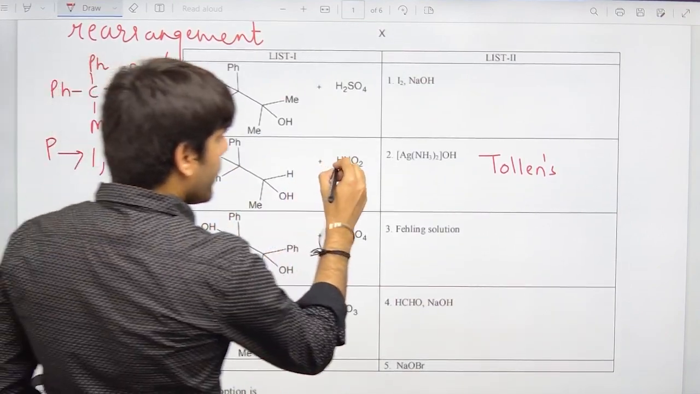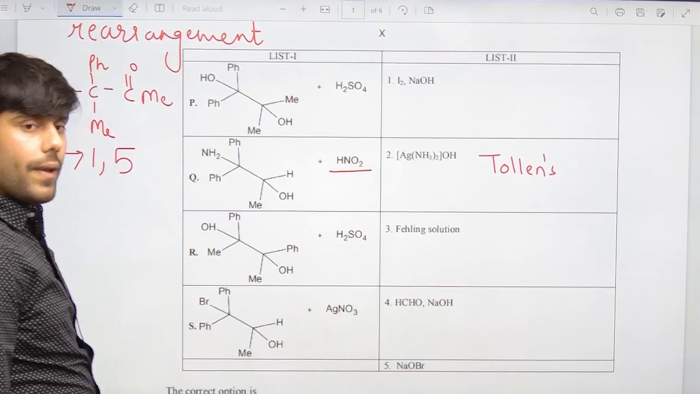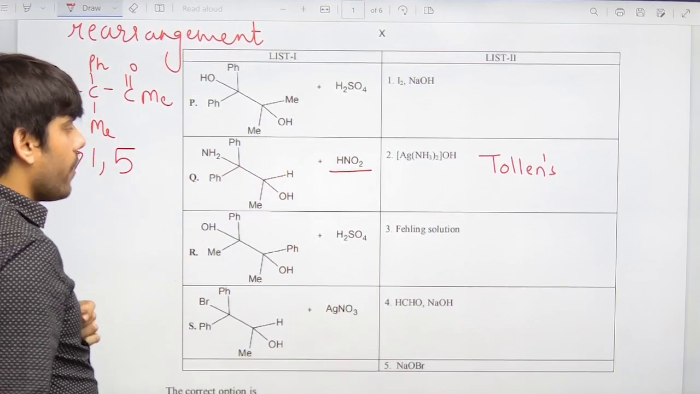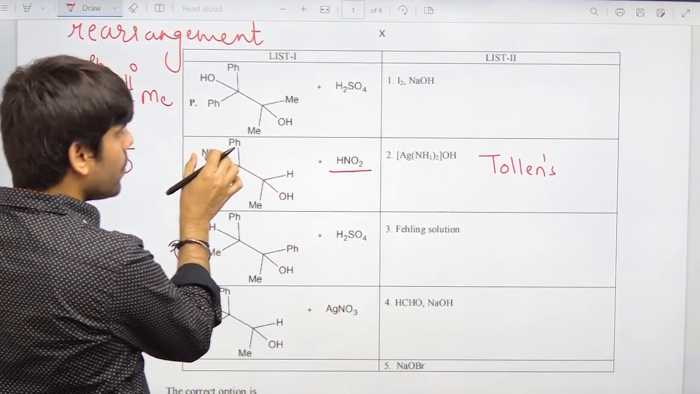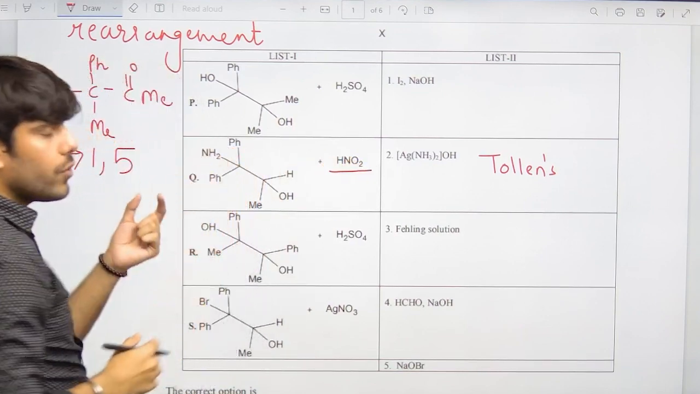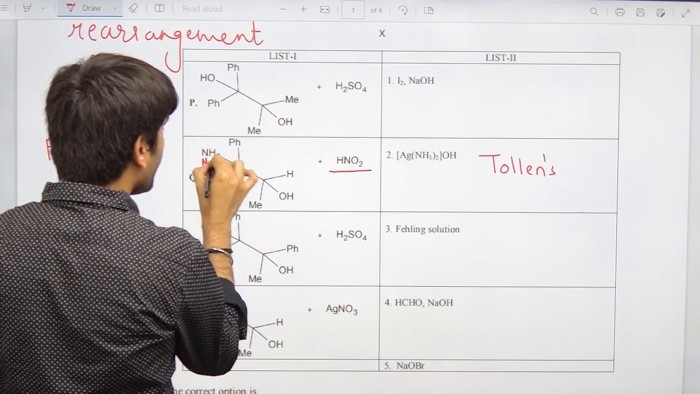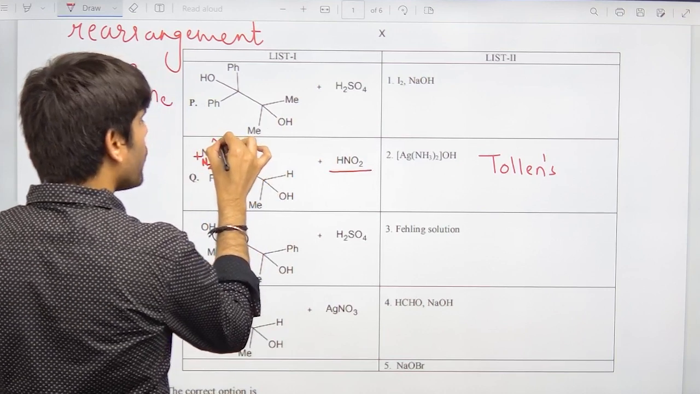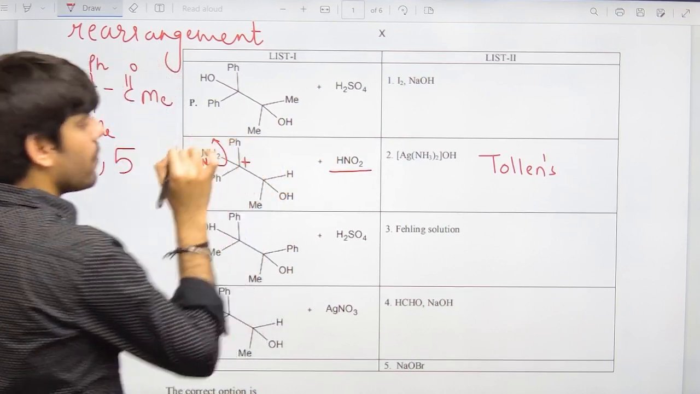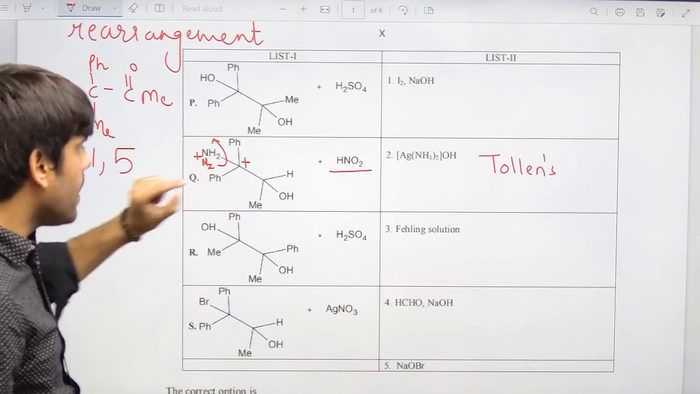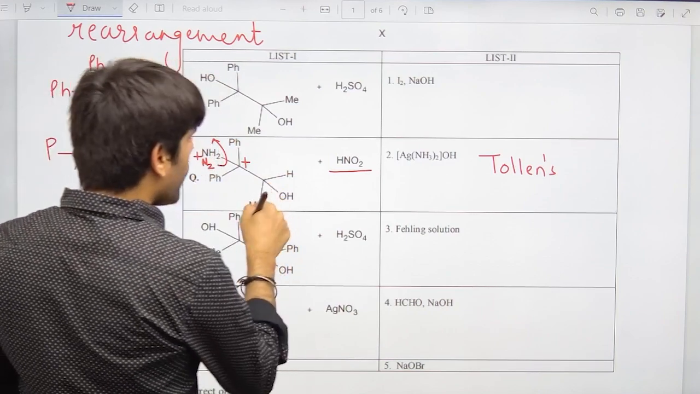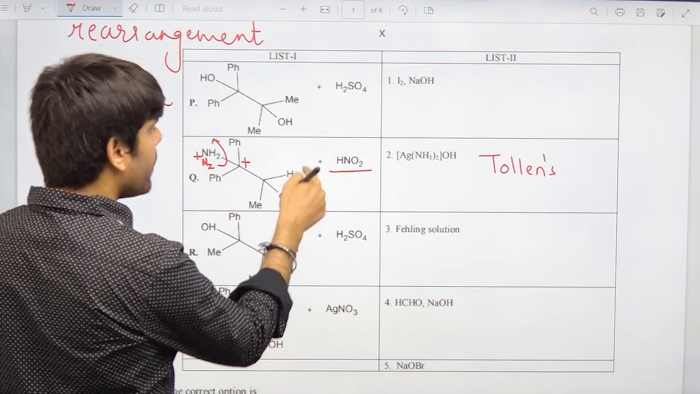here I am given this HNO2. So basically this is for the diazotization reaction. You know that NH2 reacts with HNO2 in order to give you N2 plus. That N2 plus formed over here will leave in the form of nitrogen, and you end up getting a positive on this carbon. Right. After that, the same thing, one of the groups from the adjacent carbon will migrate.